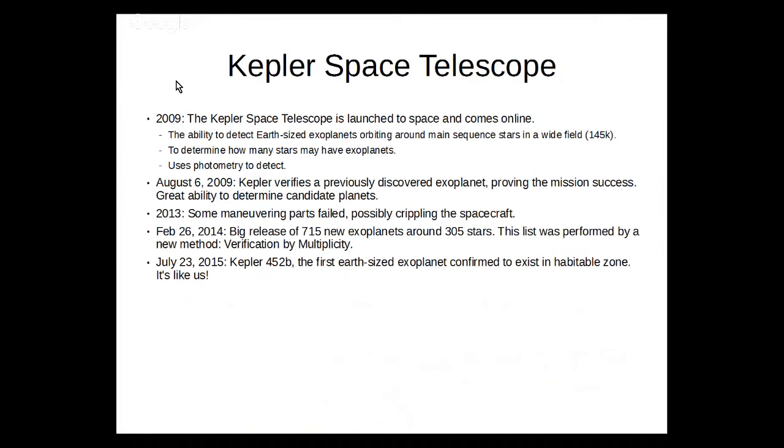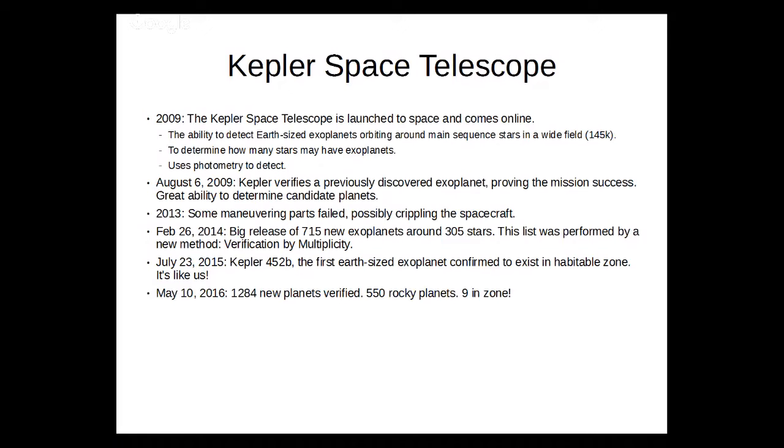On July 23rd, 2015, we discovered Kepler 452b, and this was the first Earth-sized exoplanet that was confirmed to exist in the habitable zone around a main sequence star. It's just like us. It was really huge news. You might not remember it, but this was less than 2 years ago. We found something that is our size in the habitable zone around a star like our own. Really, really big news.